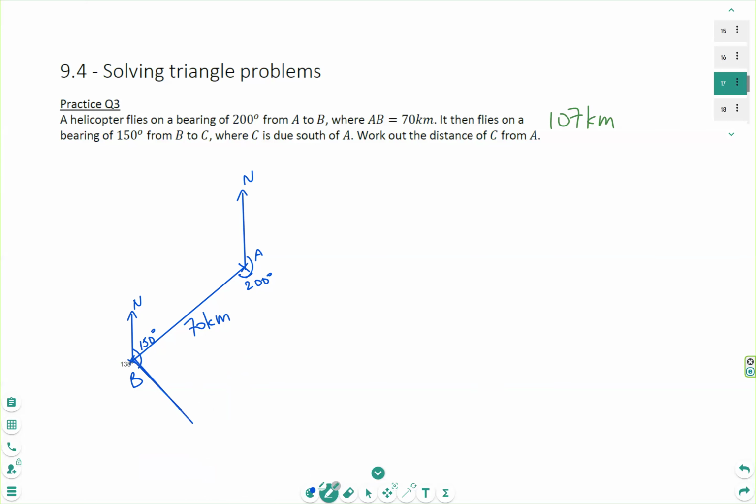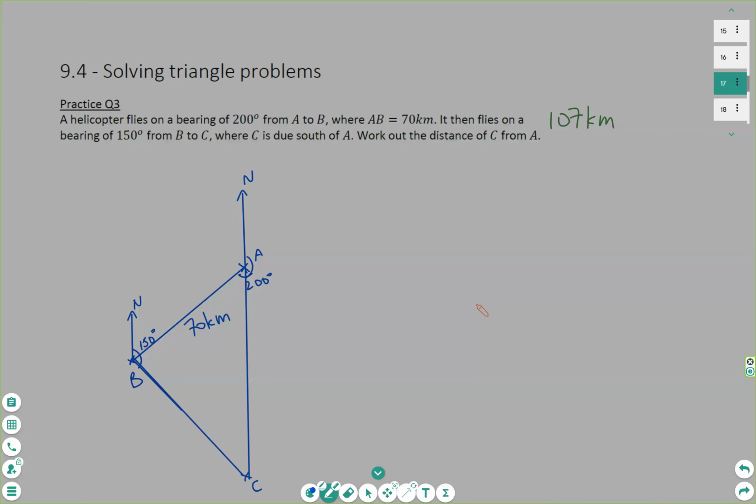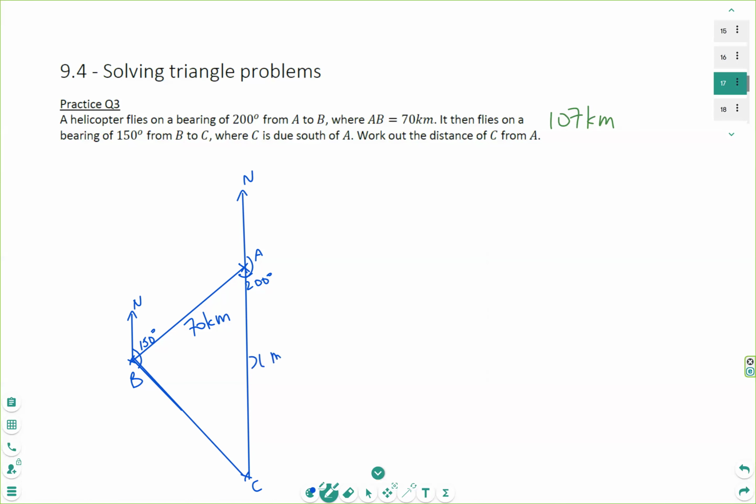because C is directly underneath A. It's due south, that means it's directly underneath A. Right, and I don't know anything else, so I know that's 180 degree. Work out the distance of C from A. So I'm going to work out this X value, X kilometers. I'll put 70 kilometers outside.